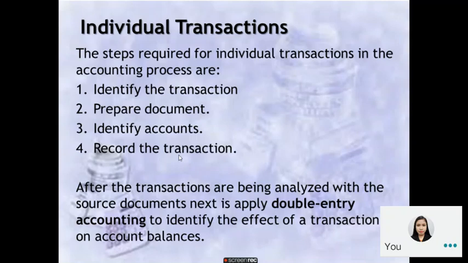After the transaction has been analyzed with the source document, next is to apply double entry accounting, to identify the effect of the transaction on the account balances. By this time, when we say we are going to apply double entry accounting, you will be applying the rules of debit and credit.